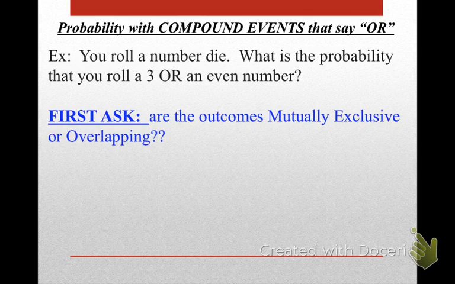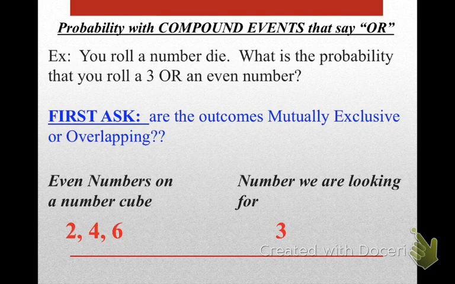The first type that we're going to look at is probability that happens in an or situation. And as you read the situation, you will actually see the word or. So on your note sheet, you can now look where it says compound probability with events that say or. So you roll a number die. What is the probability that you will roll a 3 or an even number?